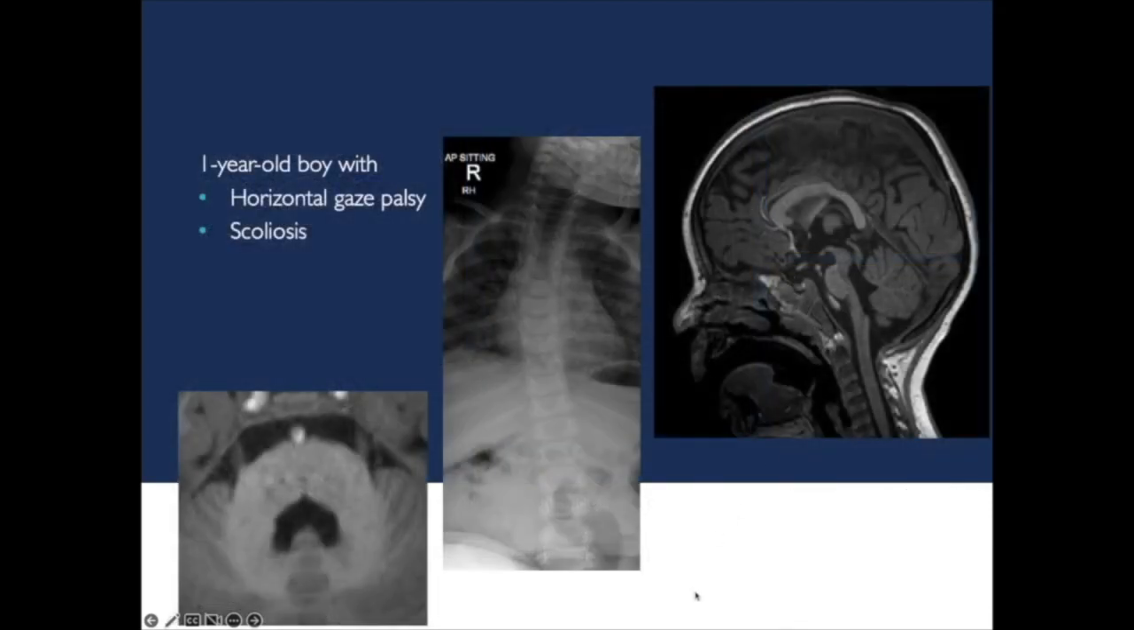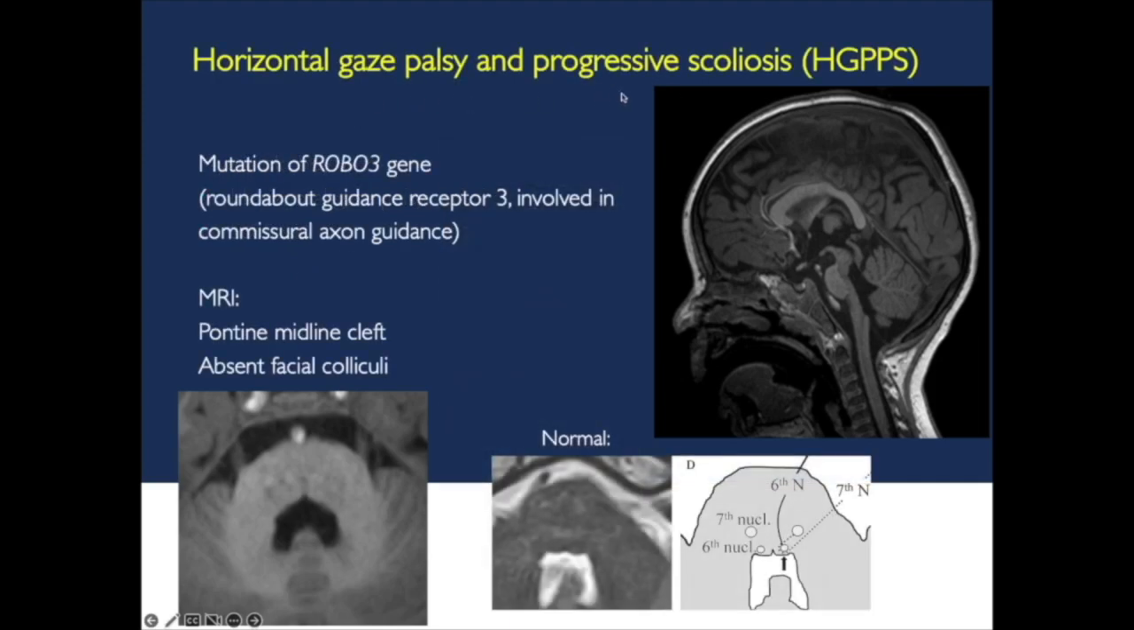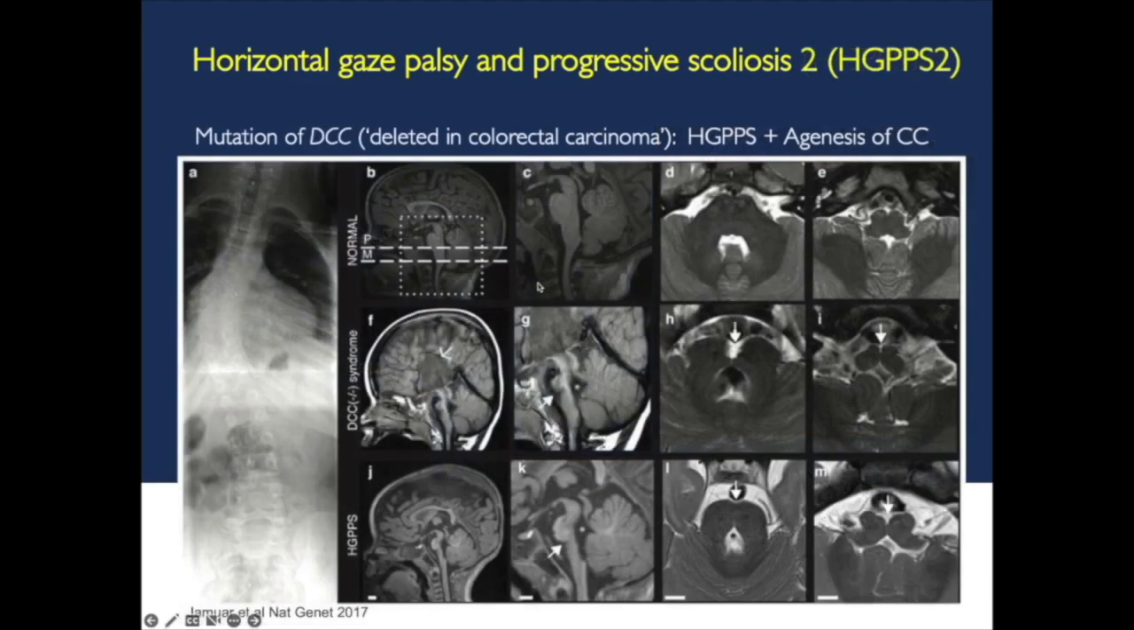This next patient is a 1-year-old boy, and he has a horizontal gaze palsy and a scoliosis. And those two things already give you the diagnosis, because this is horizontal gaze palsy and progressive scoliosis. It's caused by mutation in the ROBO3 gene, and that's involved in axon guidance. The salient finding here is that we spoke about the pontine tegmentum, which should be flat, and here it looks like it's concave, and that's because of this midline cleft and the absence of the facial colliculi due to commissural axons that haven't really found their home.